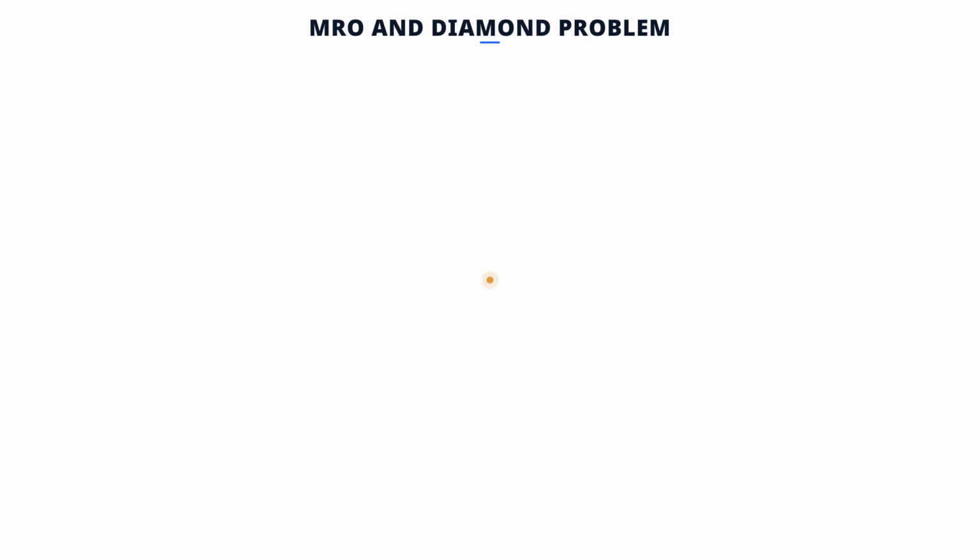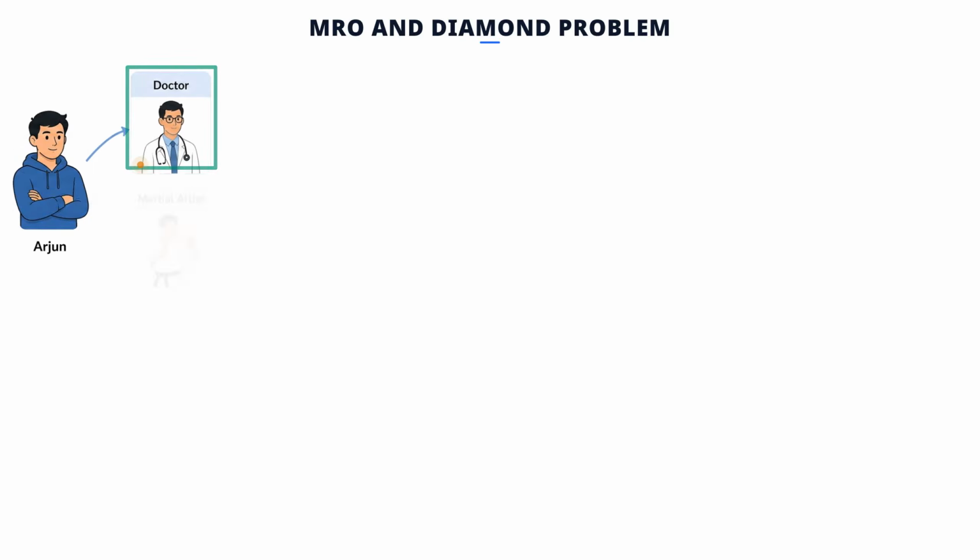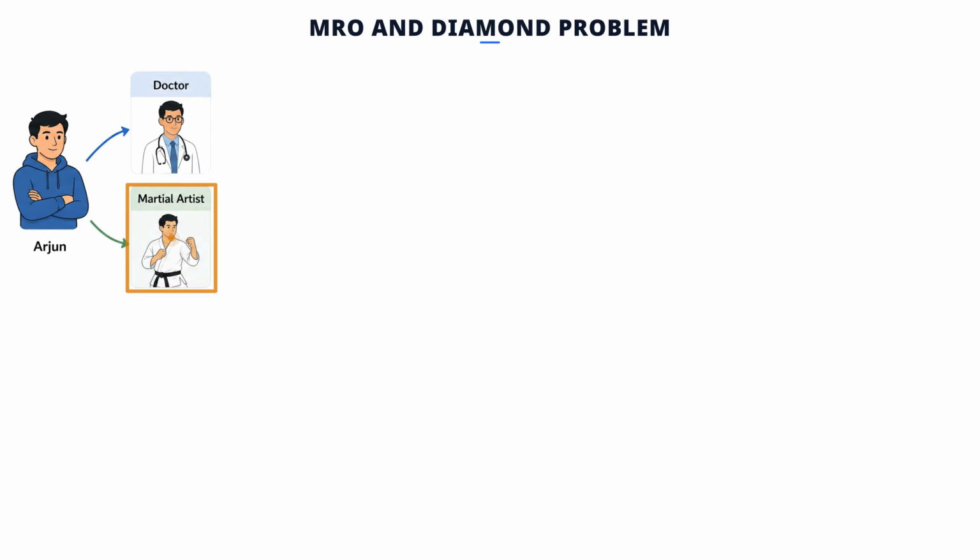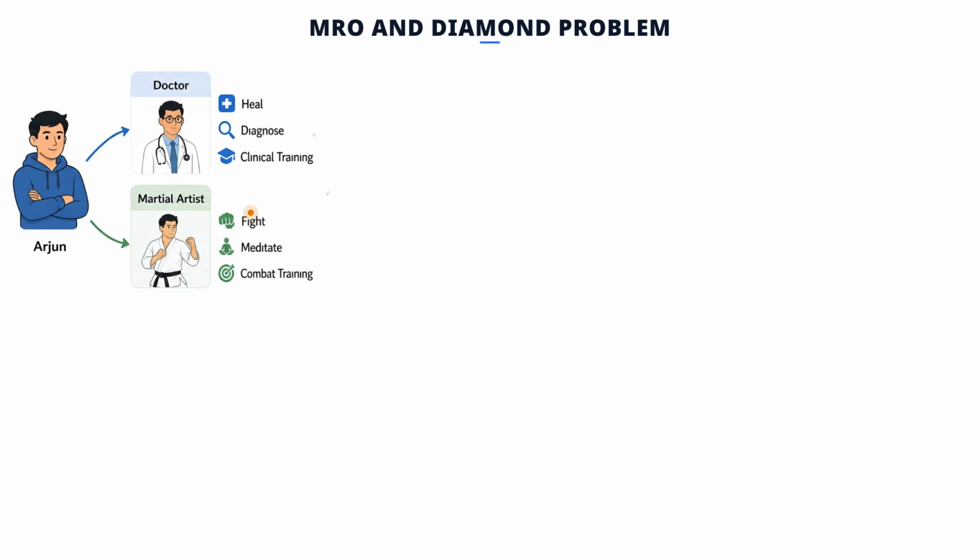To understand why MRO is necessary, let's consider the analogy of a person named Arjun, here on the left. Arjun has two roles, or parents. He is a doctor and a martial artist. From his doctor role, he learns to heal, diagnose, and undergo clinical training. From his martial artist role, he learns to fight, meditate, and undergo combat training.